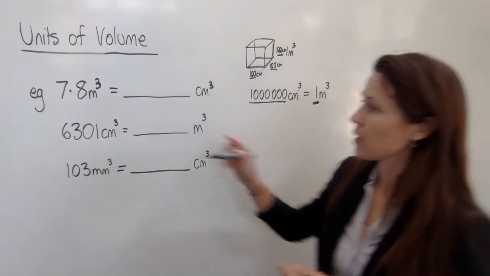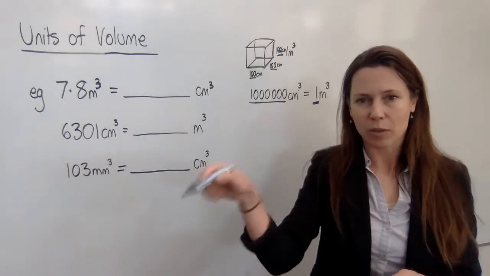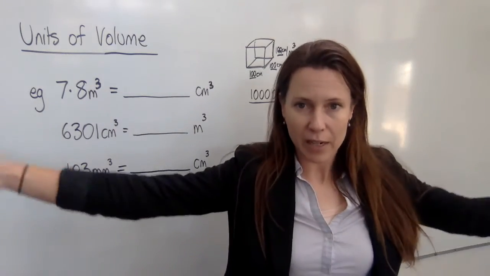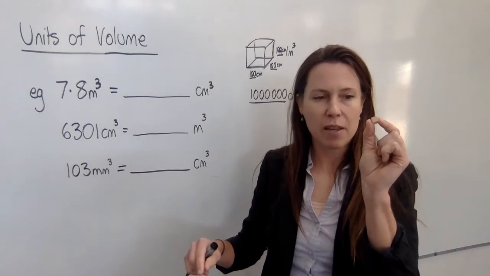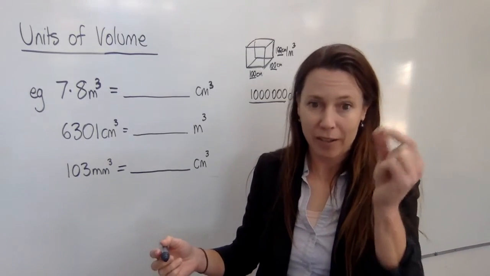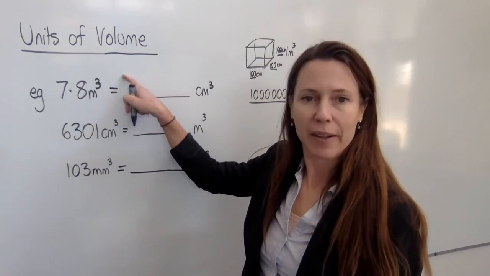Now, if you have trouble working out whether to move your decimal left or right, just think to yourself, 7.8 metres cubed, that's a lot of metres, by a lot of metres, by a lot of metres. Think how many centimetres cubed are going to be in there? Well, the quick answer is a lot, okay? You want a lot of those. So you need to make the number bigger, and you can see moving the decimal this way makes it a much bigger number.